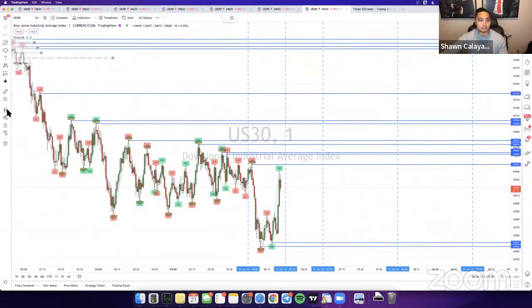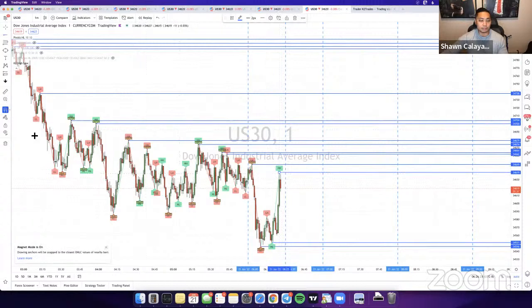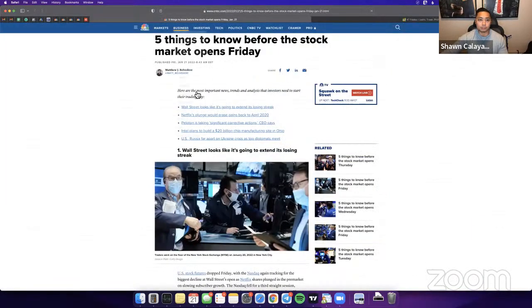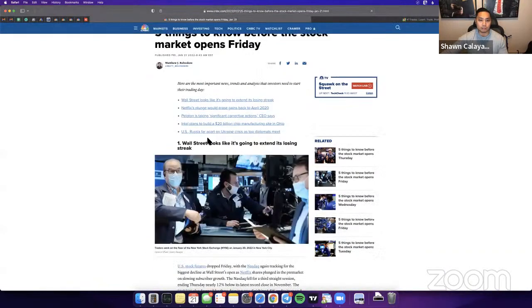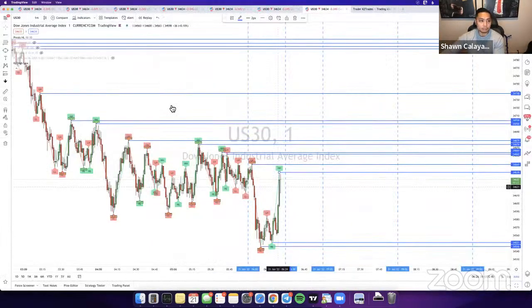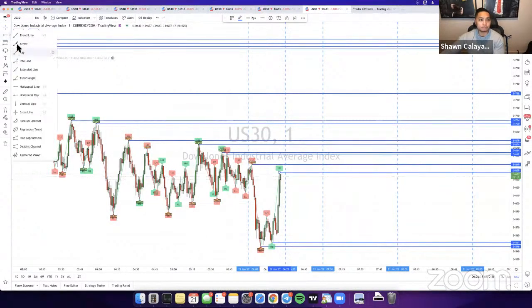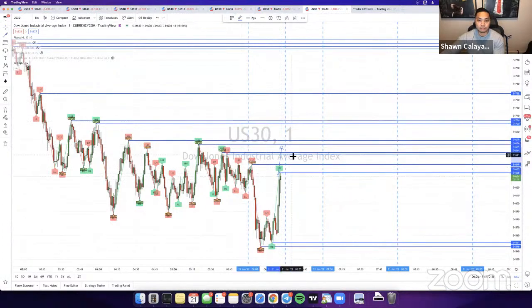Reason for that's because CNBC reported that Dow is going to be down for the day. Right here, you can see they said Wall Street looks like it's going to extend its losing streak. Whenever CNBC reports on something, the market usually does the opposite. So I do see it pushing to the upside. It'll probably trigger all of this liquidity up here, and it'll probably just push pretty high.